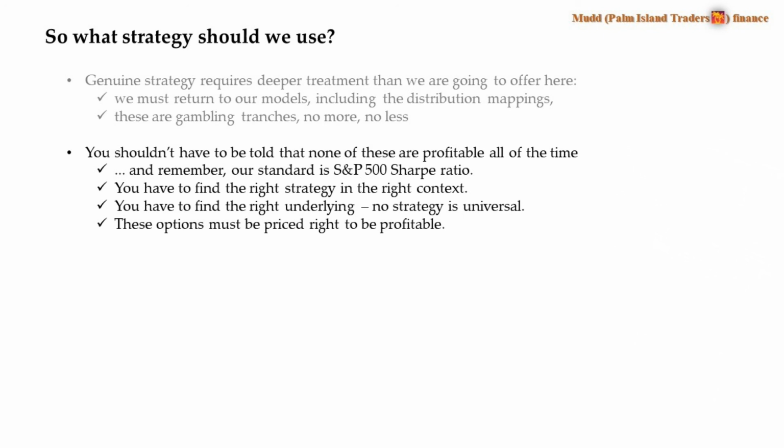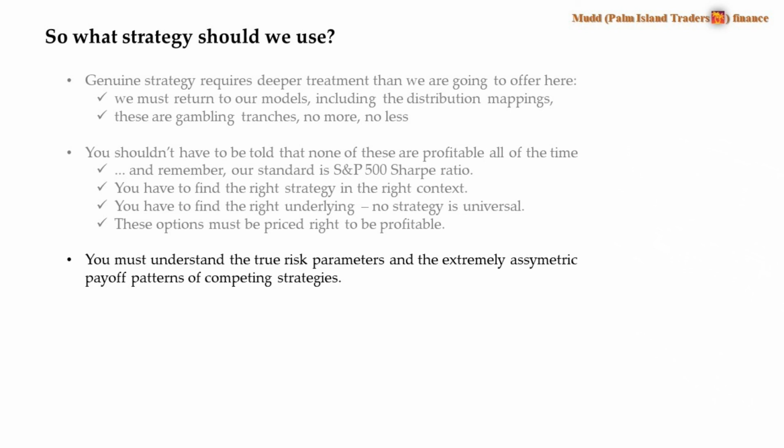You have to find the right strategy in the right context. You have to find the right underlying. No strategy is universal. And these options have to be priced right for this trade to be profitable. You must understand the true risk parameters and the extremely asymmetric payoff patterns of competing strategies. That should be evident in looking at these mappings.